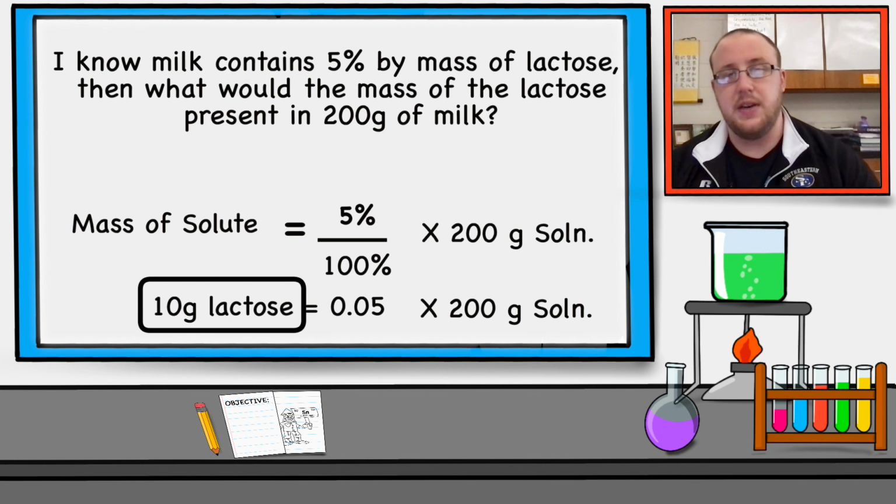Okay, class, that should be enough to start you on the mass percent problems. Remember to first start out with the formula, fill out what you know, and then use those knowns to solve for your unknown.